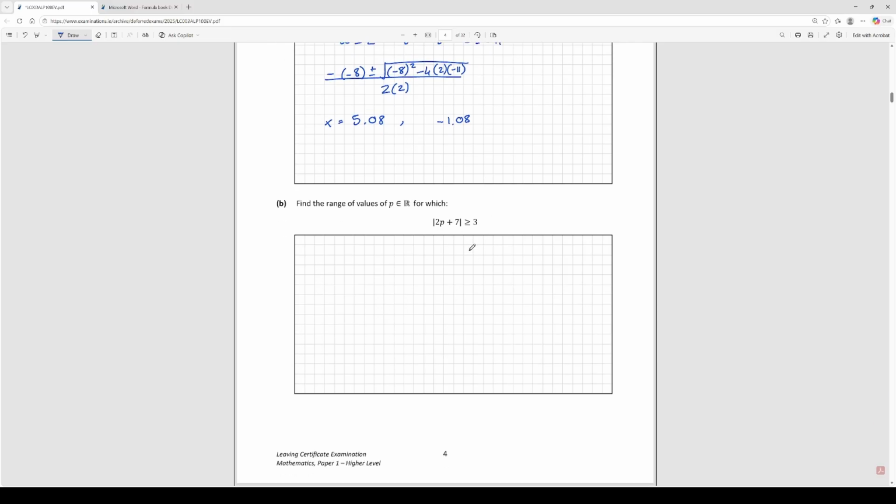Find the range of values of p. You'll always get in leaving cert honours an inequality that either has modulus bars or a fraction. If there's a fraction, you do the denominator squared on both sides. If it's modulus bars, you square both sides, because then you can ignore the modulus bars, pretend they're just brackets. If you do square that out, you get 4p squared plus 28p plus 49 is greater than or equal to 9. Bring that over, make it a minus. That would be 40. Divide everything by 4. I'm skipping a couple of lines, but you'd end up with this.